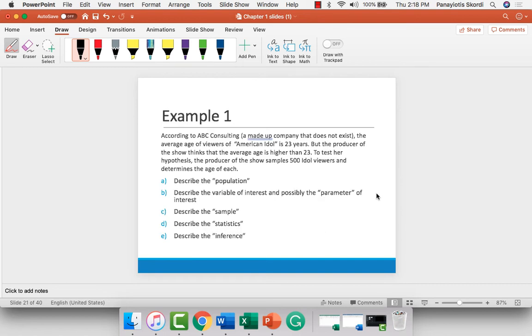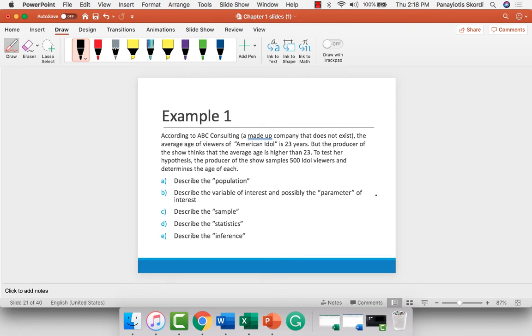Example 1. According to ABC Consulting, a made-up company that does not exist, the average age of viewers of American Idol is 23 years. But the producer of the show thinks that the average age is higher than 23. To test her hypothesis, the producer of the show samples 500 Idol viewers and determines the age of each.